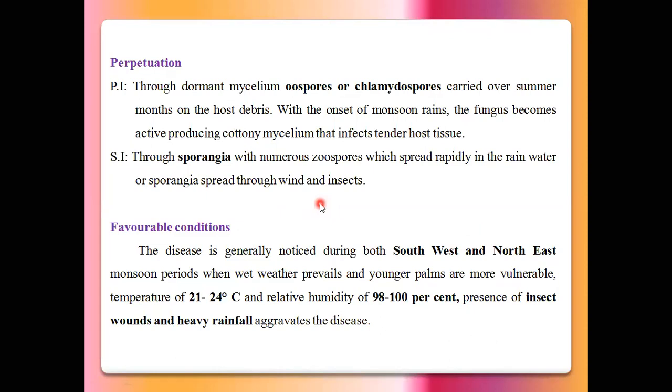Then perpetuation. Perpetuation generally takes place through dormant mycelium, by forming oospores or chlamydospores, which are always present in the soil. With the onset of the monsoon rain, the fungus becomes active, producing cottony mycelium, and infects the tender host cells. Then symptoms develop in the seedlings as well as the mature plants.